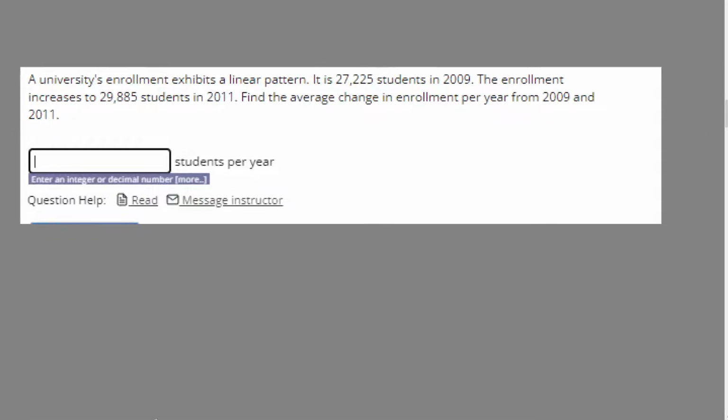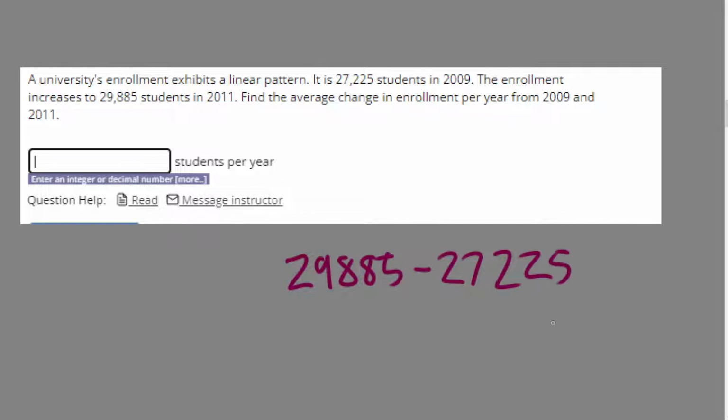Basically, we say, okay, how much did it change first, right? That's a good thing to start with. So we have 29,885 students in 2011, and we're increasing from 27,225. And let me quickly grab that. Okay, that gets you 2,660. So there was that 2,660 new students from 2009 to 2011.